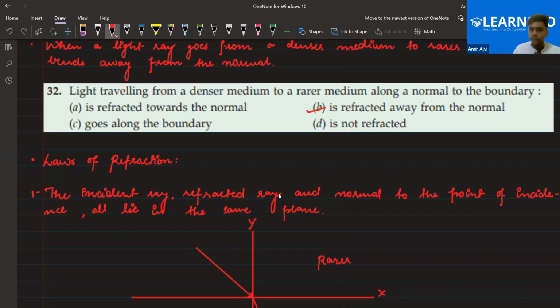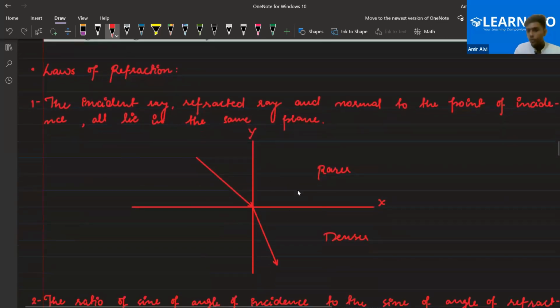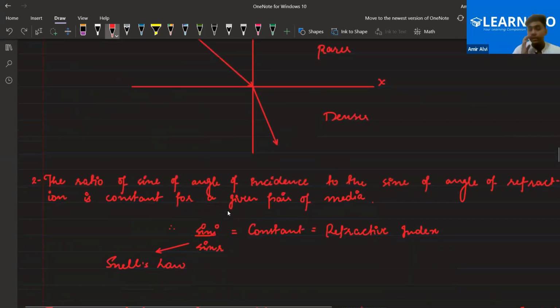Any doubt to anybody? As you can see, whether the light ray is going from rarer to denser or denser to rarer, it is only in the plane. Okay. The next law is very important.